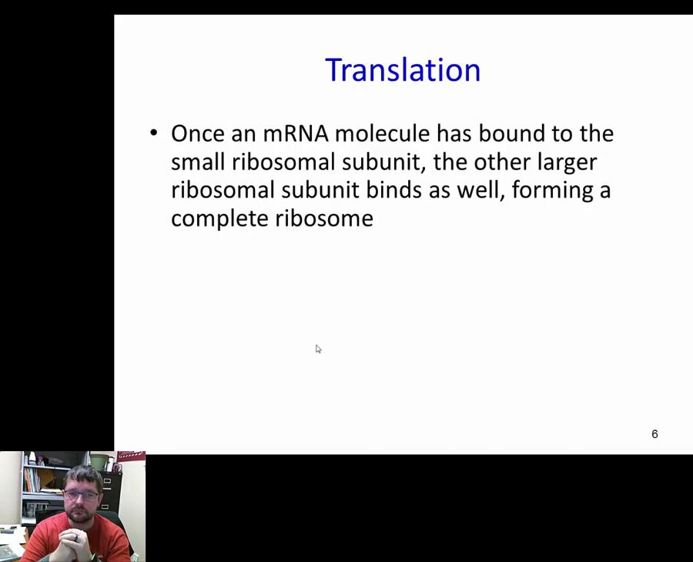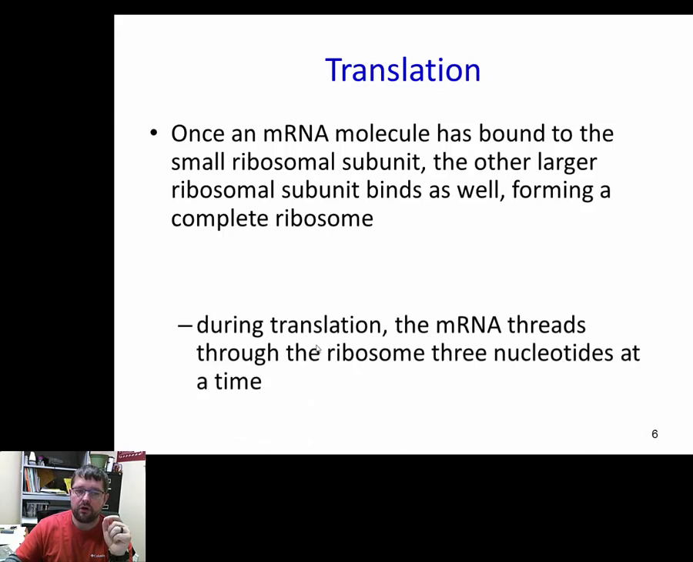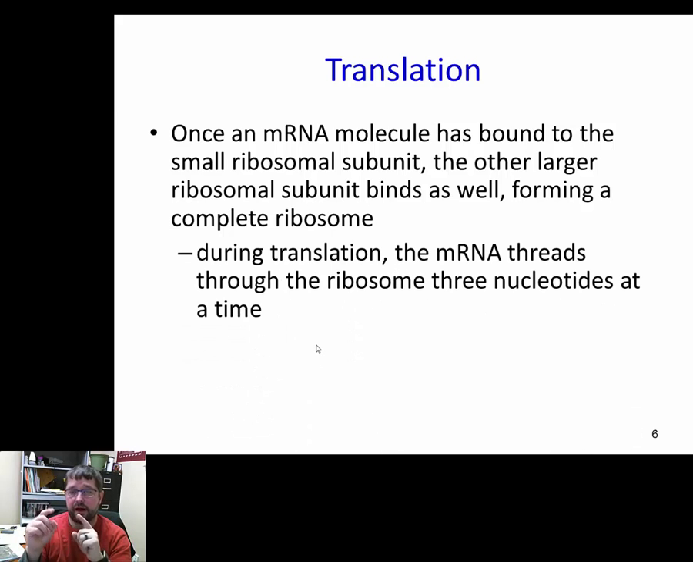So that messenger RNA molecule is bound to the small subunit of the ribosome through the ribosomal RNA connection, and that ribosome is going to be threading that messenger RNA through the small subunit of the ribosome 3 nucleotides at a time, or what we call 1 codon at a time.